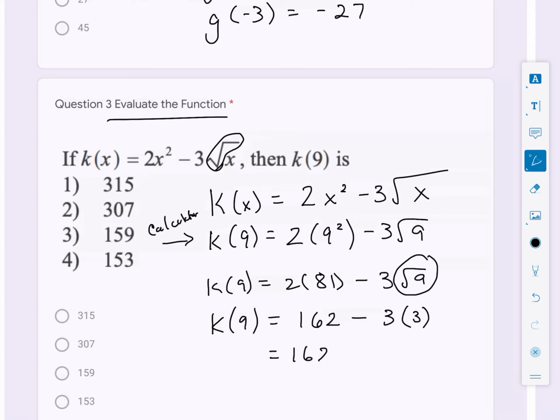So therefore, I have 162 minus 3 times 3 is 9. And that'll give me my final answer of 162 minus 9, 153. Choice 4.